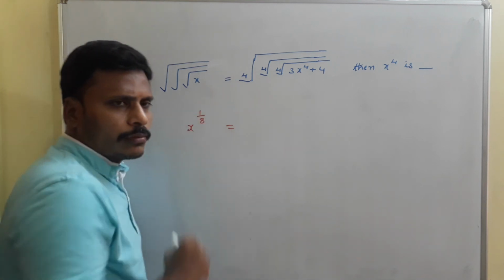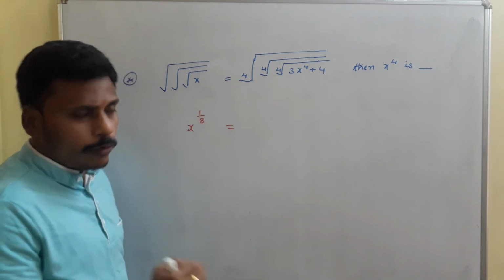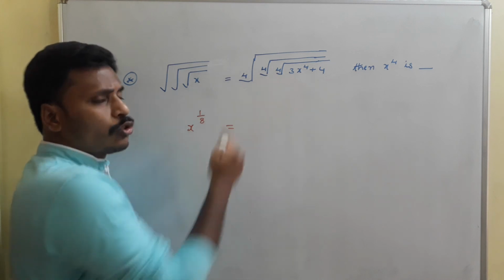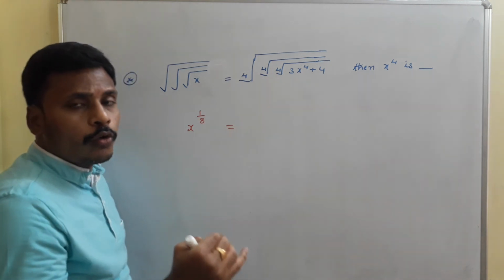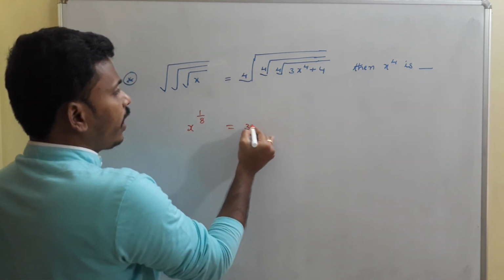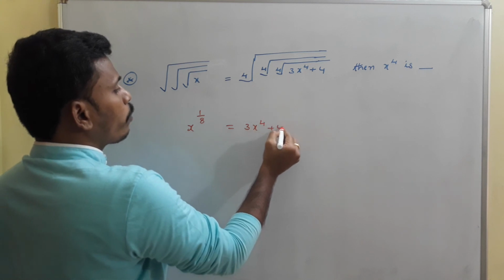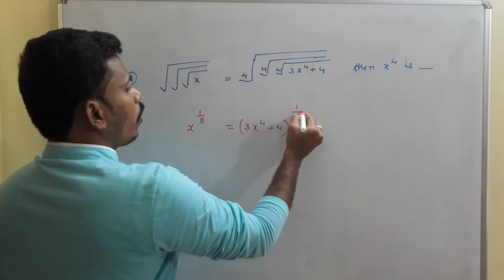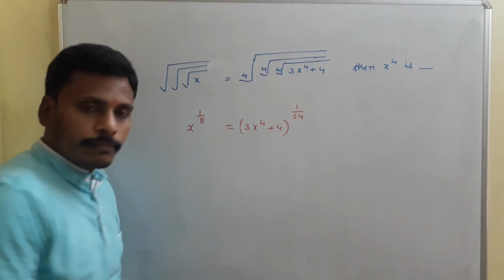And here, the fourth root. One fourth root is power 1/4, and again there are 3 fourth roots. So 1/4 into 1/4 into 1/4. So the right hand side is (3x^4 + 4) whole to the power 1/64.